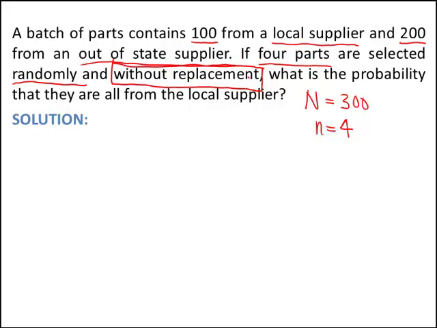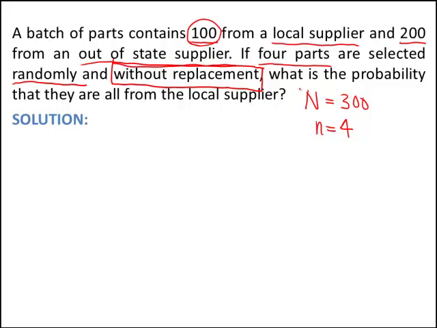So when we select a part without replacement, what that means is, let's say we select our first part from the local supplier. We don't look at it, say it's from the local supplier, and then put it back in the batch of total parts again. Once it's out, that decreases our count from 100 down to 99 parts. So without replacement, the probability of success, let's say choosing a part from the local supplier, changes as we sample. And that's why this is not going to be a binomial random variable.